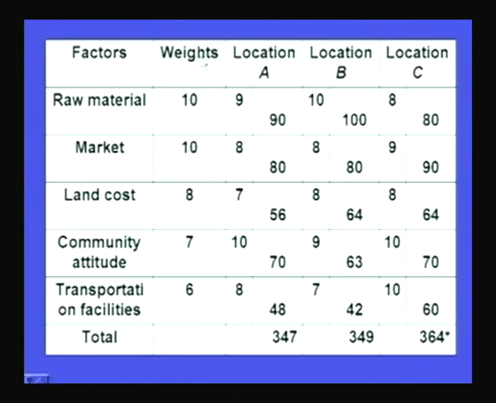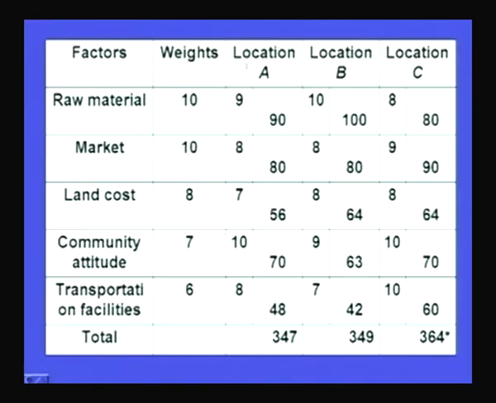So, what are the weights assigned to these? Raw material has been given a weight of 10, market has been given a weight of 10, land cost, the weightage is given 8 points, community attitude 7, transportation facilities 6. Now, we see how to do the calculations.